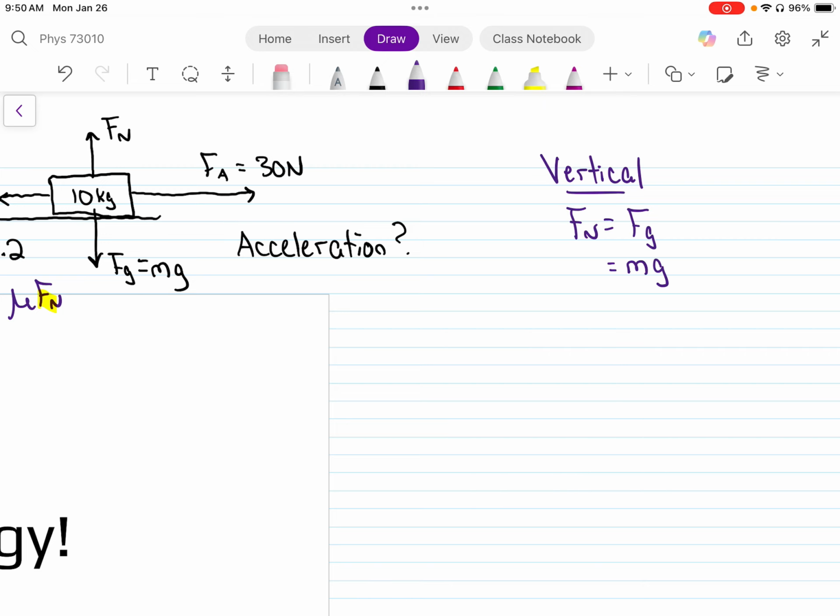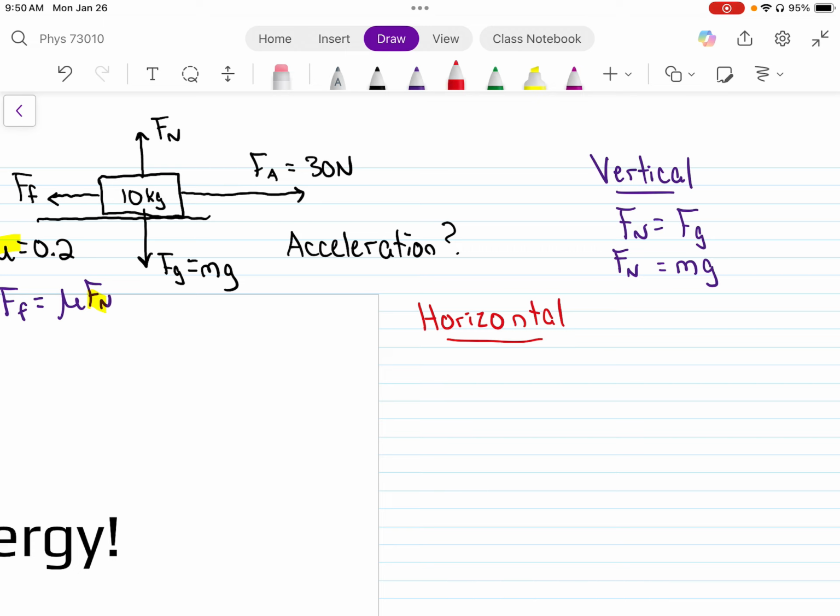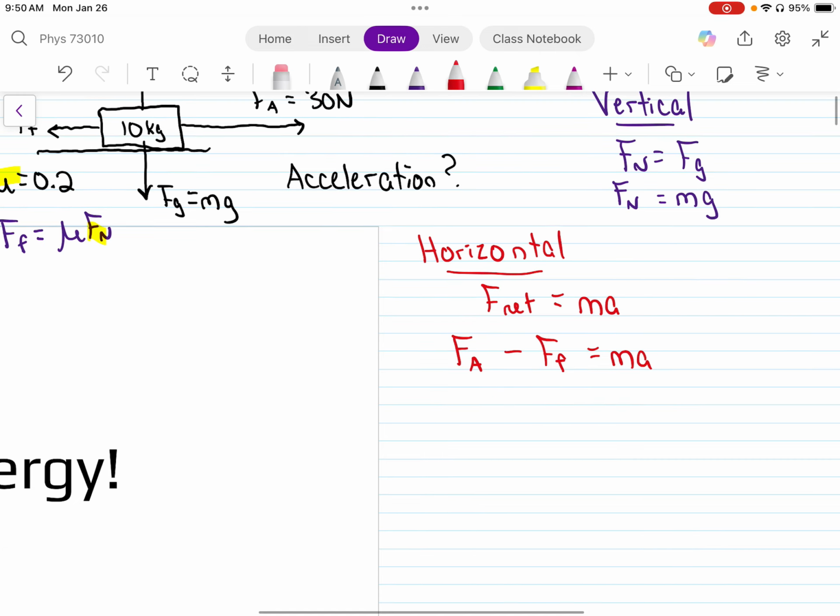In the horizontal, we've got what I'm going to call a tug of war. We're going to set up F net equals ma, Newton's second law. We've got this F applied, that's our winner force, the one that's making it move, so I'm going to make it the positive force. In our tug of war, our loser force is friction, and that's equal to ma. What I doodled over there, the whole point: FF is mu times Fn, and that's equal to ma.